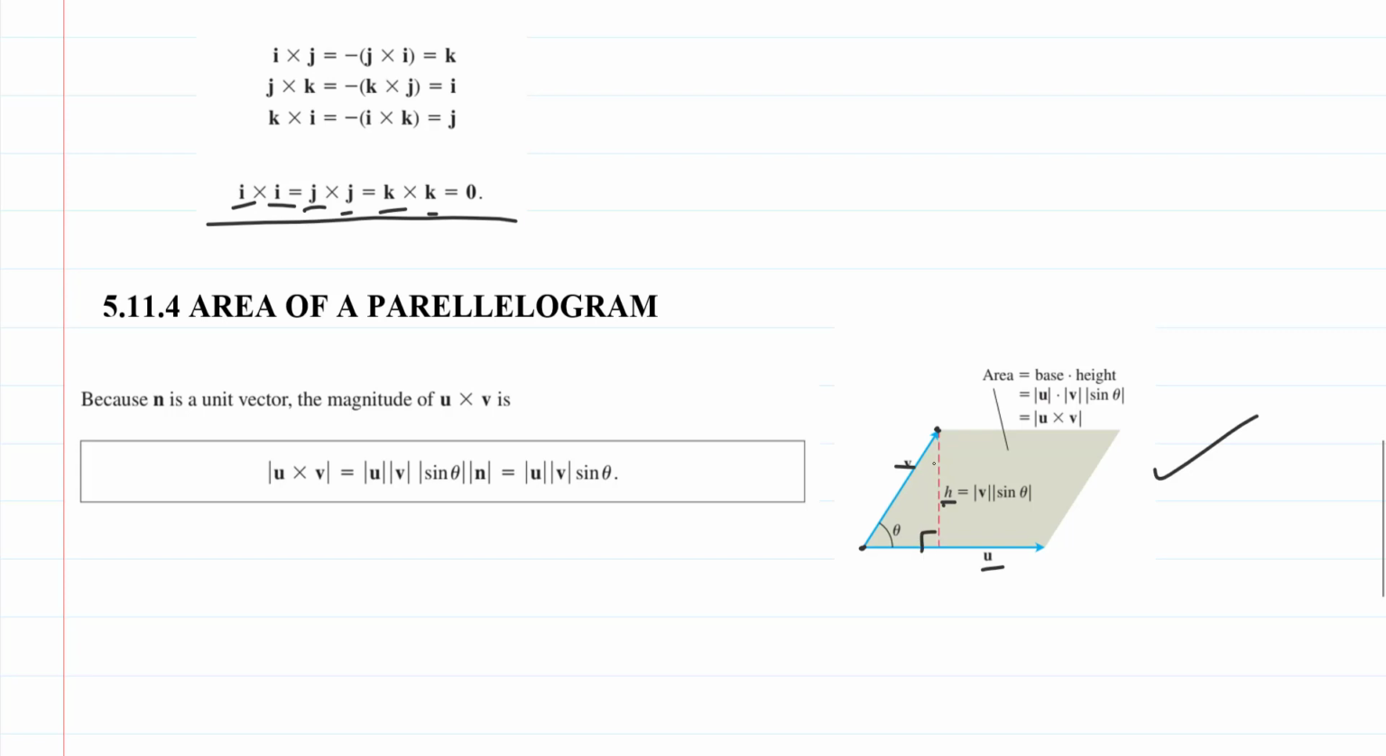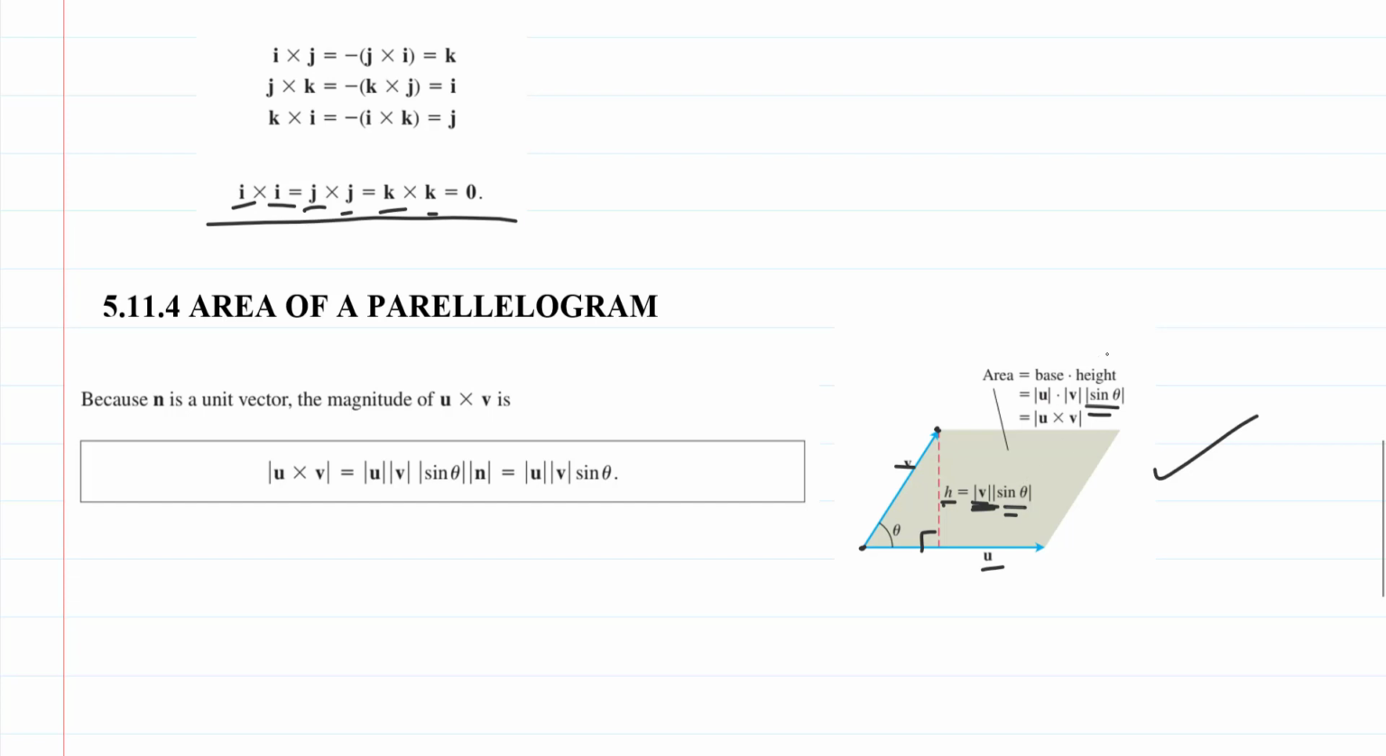So if you use the sine ratio, what you have would be the magnitude, the length of v times the sine of the angle theta. Okay, but then we know that area is equal to base times height. So the base for this parallelogram is the magnitude of the vector u, multiplied by the height. The height is just given by the magnitude of v times the sine of the angle theta.